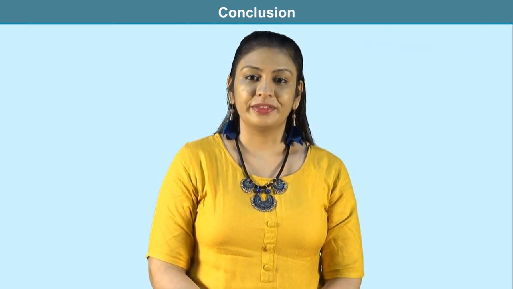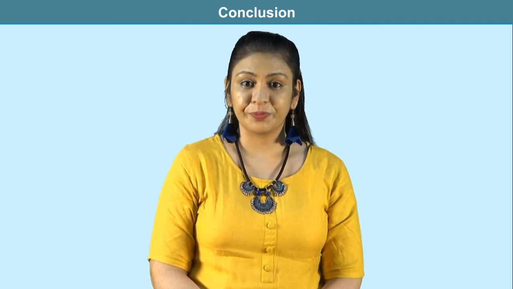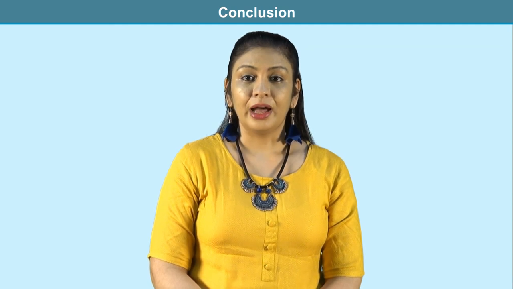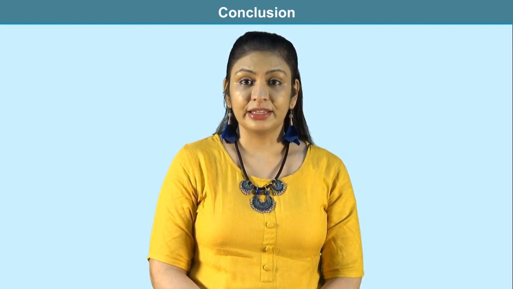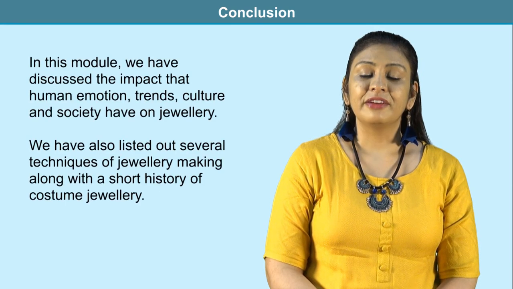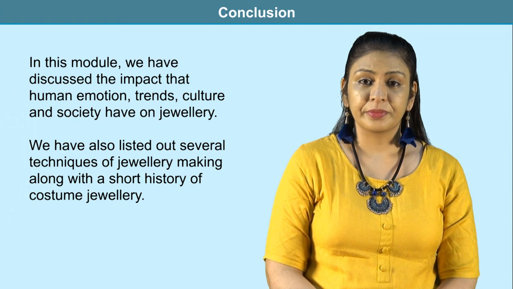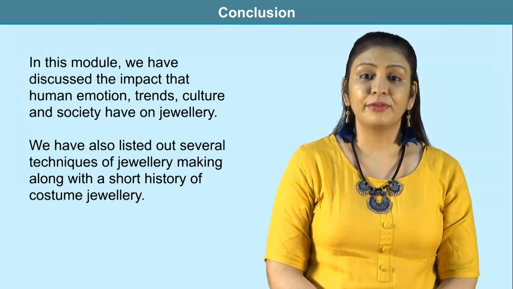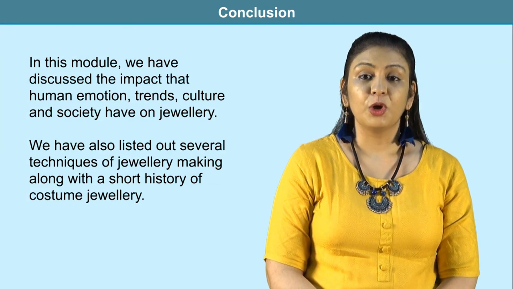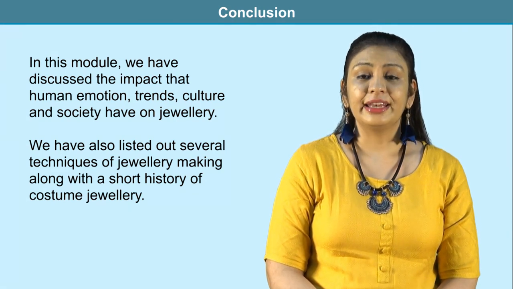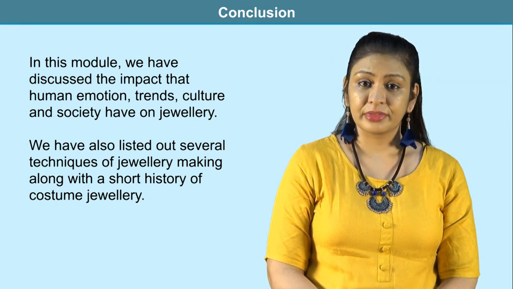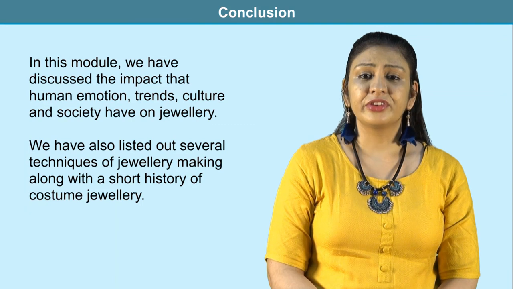Conclusion. With this, we come to the end of this module. Through this module, I hope that I have given you an overview of the factors that influence jewelry design and the jewelry business. We have discussed the impact that human emotion, trends, culture and society have on jewelry. We have also listed out several techniques of jewelry making, along with a short history of costume jewelry. This list is not exhaustive, and likewise, the module is not all-inclusive. This module only seeks to provide an introduction to the language of jewelry to motivate you to read further.